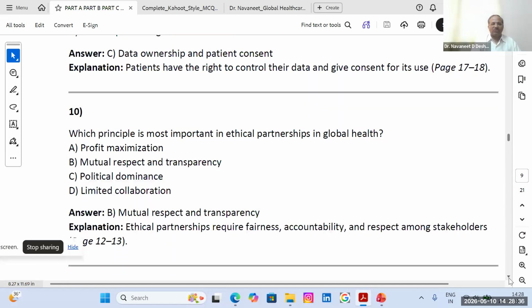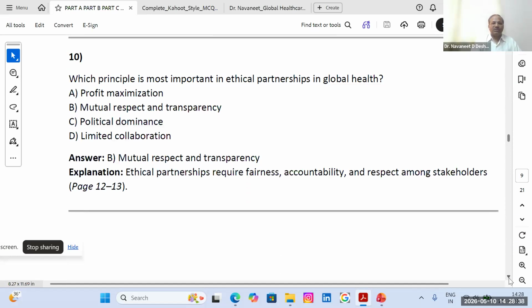Let's move on to the next question. Which principle is most important for ethical partnerships in global health? A. Profit maximization. B. Mutual respect and transparency. C. Political dominance. D. Limited collaboration. The correct answer is mutual respect and transparency. Ethical partnership requires fairness, accountability, and respect among stakeholders.